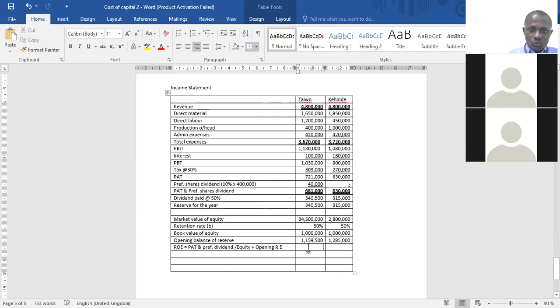Okay, so let us now compute. Profit after tax and preferential dividend is 681,000. 681,000 divided by 1 million plus 1,159,500 is 2,159,500.